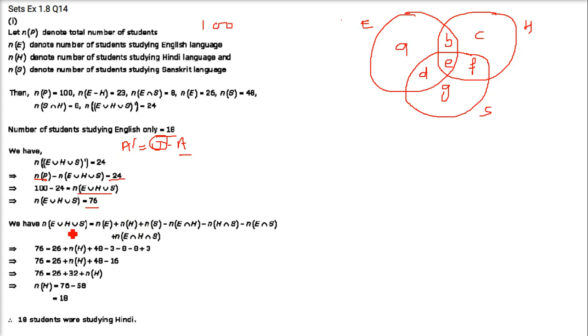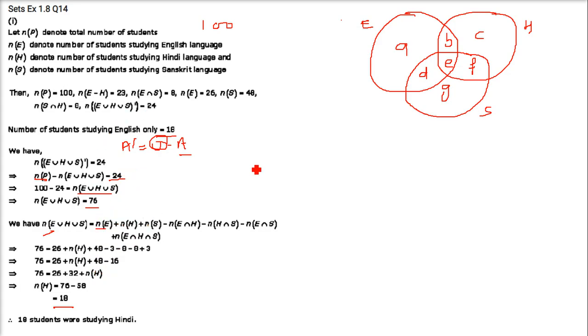Now we can apply the formula. n(E union H union S) is n(E) plus n(H) plus n(S) minus n(E intersection H) minus n(H intersection S) minus n(E intersection S) plus n(E intersection H intersection S). If it is union, this has to be intersection now. Now these all values are known. This we just found out to be 76. This already we know it is 26, right? Then all these values are known. Just put in here. This is given here. It will come as 18. 18 students were studying Hindi.